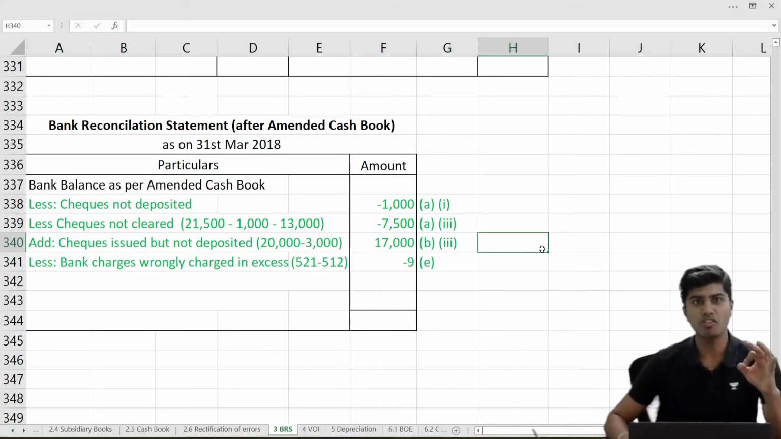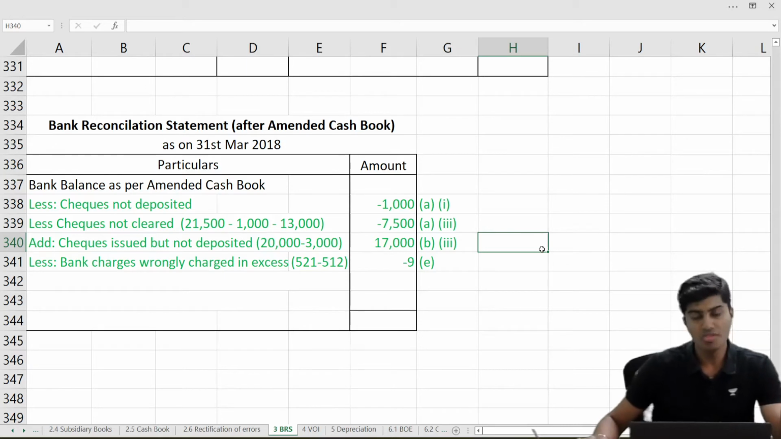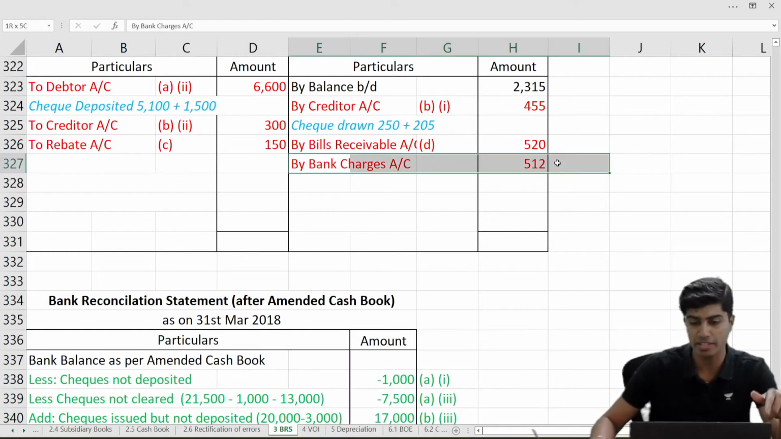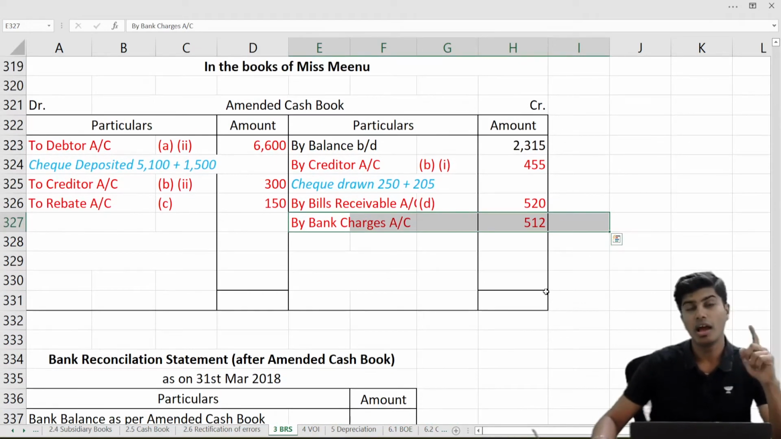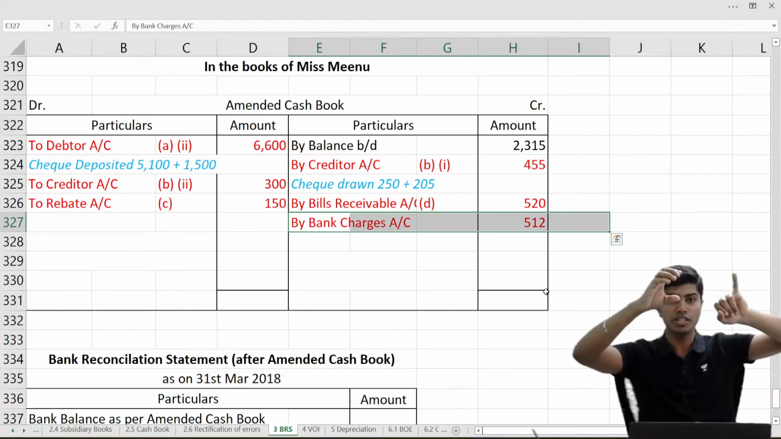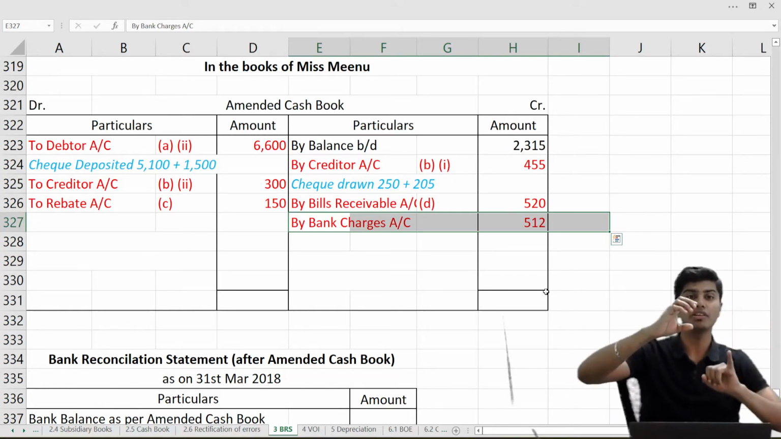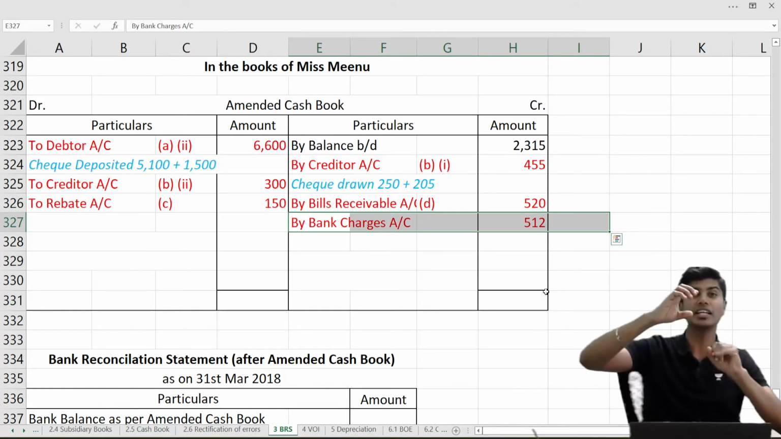The correct amount of bank charges is 512 rupees. This is not recorded in the cash book. So we now record in the cash book bank charges 512. And in the passbook, instead of writing 512, they have written 521. So more amount is deducted, because of which the cash book is now reduced by 512, the passbook has reduced by 521. 9 rupees excess is deducted in the passbook.